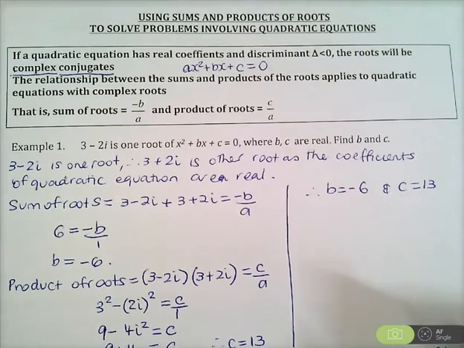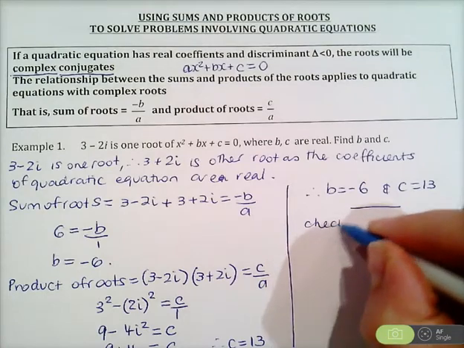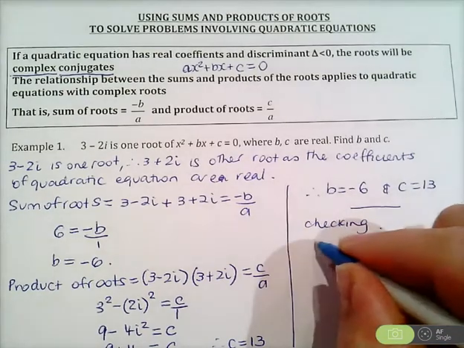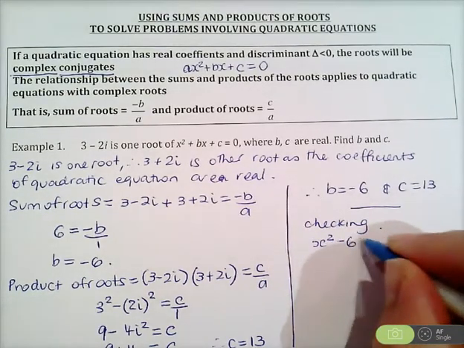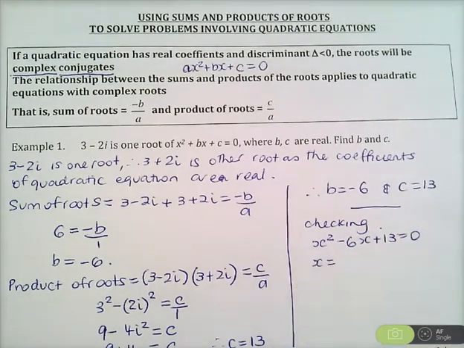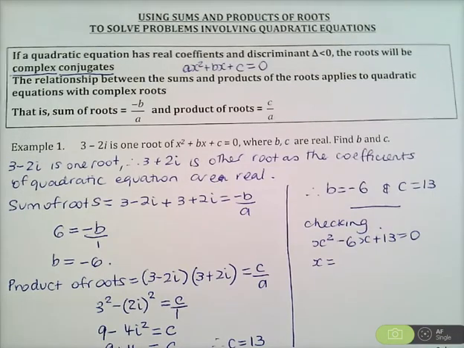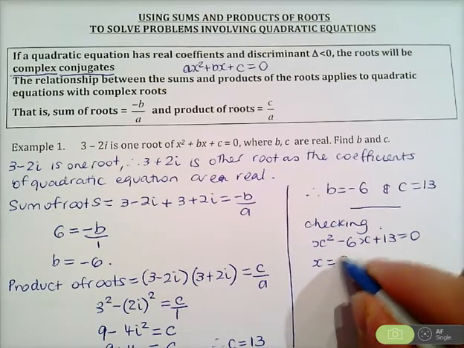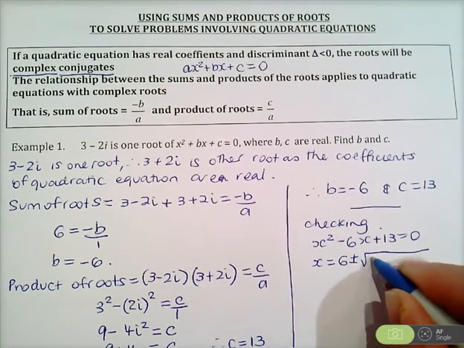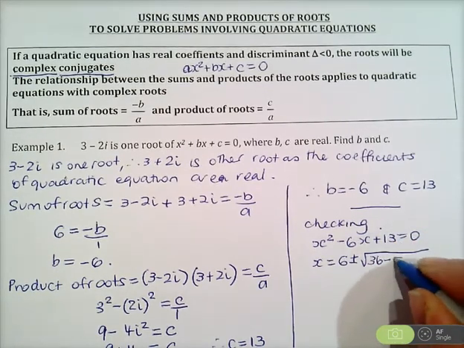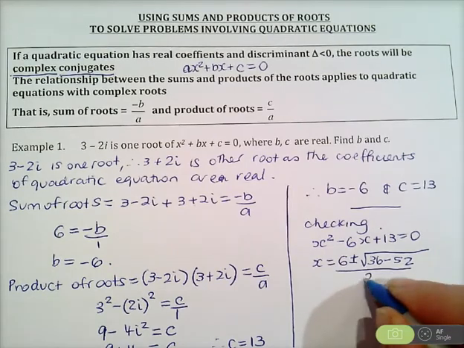Now what I'm going to do, you don't have to do this normally, but I'm just going to show you how this works. So let's just check our answer. Checking our answer, we know that b is negative 6 and c is 13. Let's just have a look. x squared minus 6x plus 13 equals 0 is my equation. If I just look at what my roots are by doing the quadratic formula, or I could complete the square, I'm going to do quadratic formula. So it's negative negative 6, so 6, plus or minus the square root of b squared, which is 36, minus 4 times 1 times 13, which is 52, over 2 times 1, which is 2.